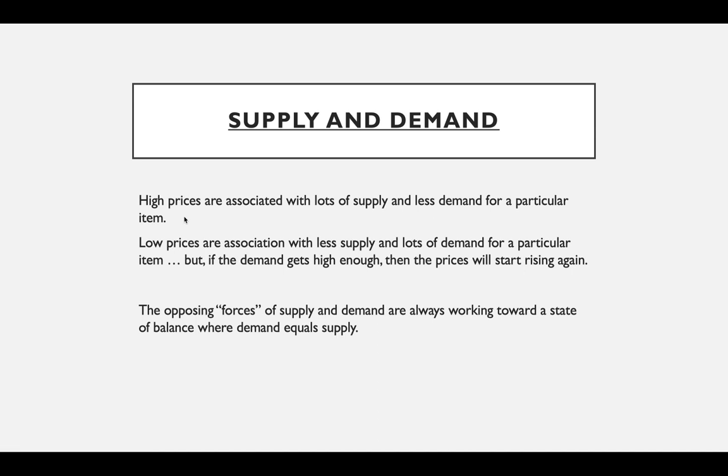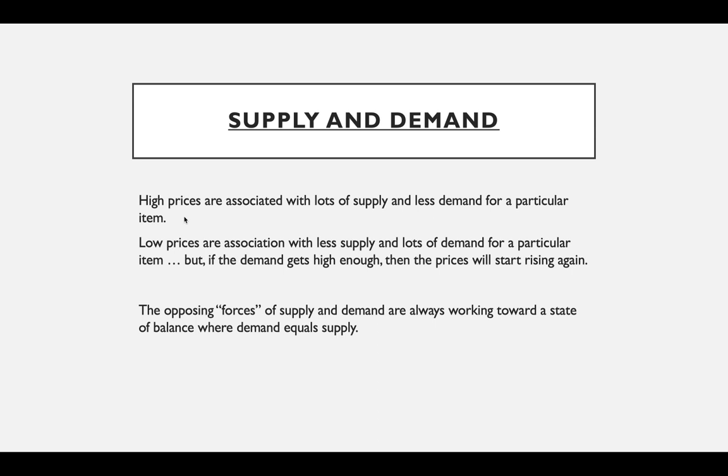High prices are associated with lots of supply and less demand for a particular item. Okay, so there's this item. If the prices are going up, more and more people are going to be like, that's too expensive. But the suppliers are going to be like, awesome, we're going to make a lot of money selling this, so they're willing to supply more. All right, well, eventually the demand will get low enough that then things have to go on sale to get rid of the extra supply, and prices will start getting lower and lower and lower.